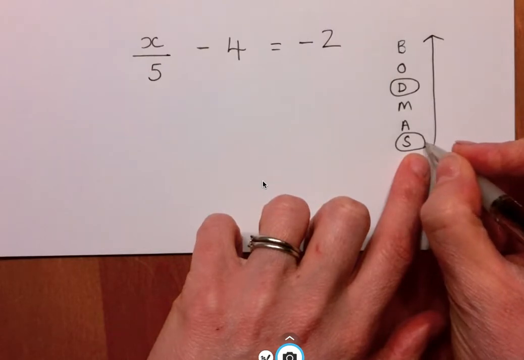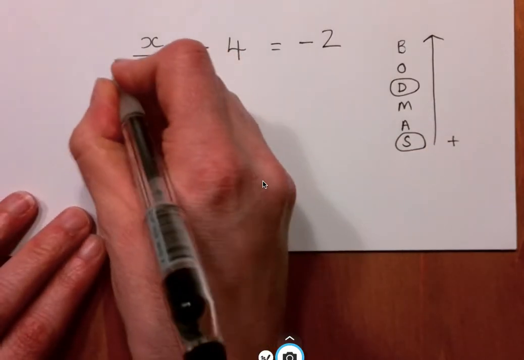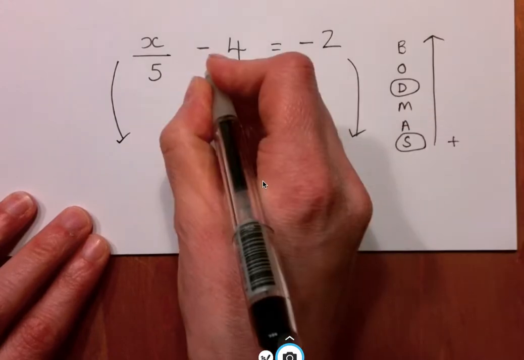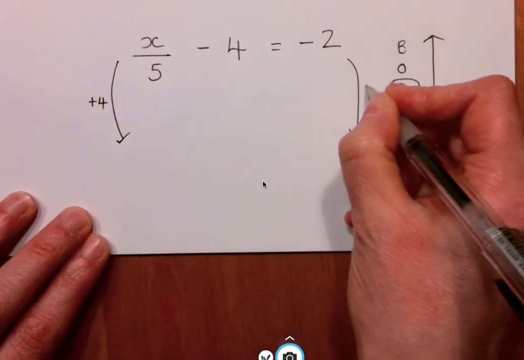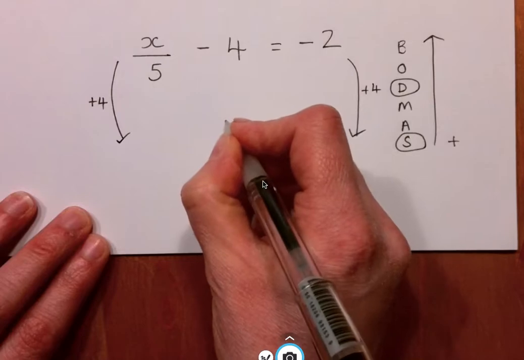So the opposite of subtract is to first of all add. So the first thing I need to do is get rid of the subtract 4 by adding 4 to each side. Okay, so just be careful.